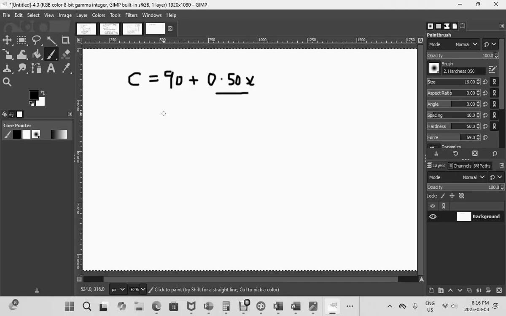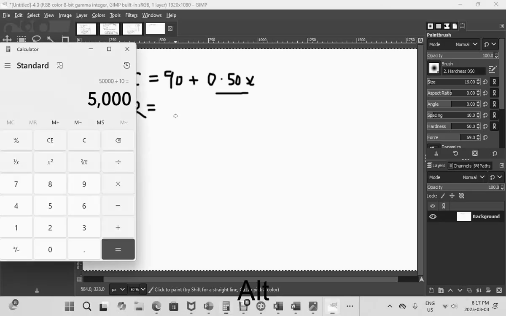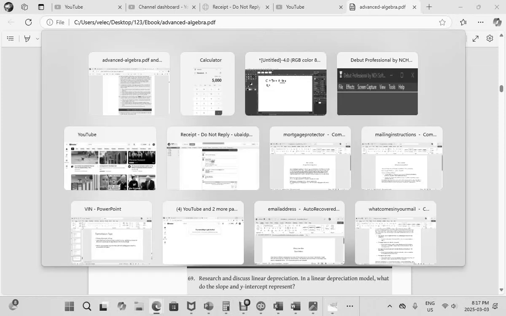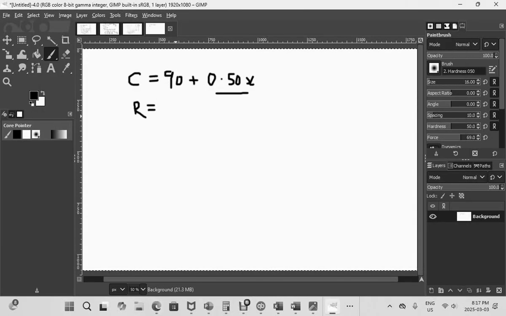This is a vending machine, so it costs you around 50 cents to stock a pop or a snack or a toy in the vending machine. And the revenue over here will be $1.25 each. So sold for $1.25 each. So we know that R is 1.25x.